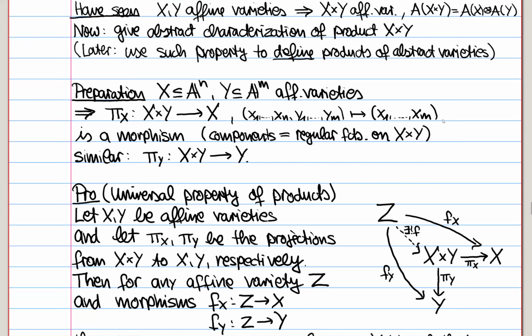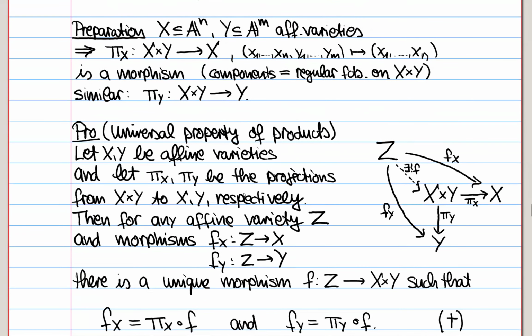As preparation, let's pick some notation. So if X is in A^n and Y is in A^m, some affine varieties, then we do get a special morphism from X cross Y to X, which just remembers the X component. So it just remembers the first n components. And it's easy to see that this is a morphism because its components are given by regular functions on X cross Y, namely the first n coordinates. And similarly, we have a projection morphism to Y.